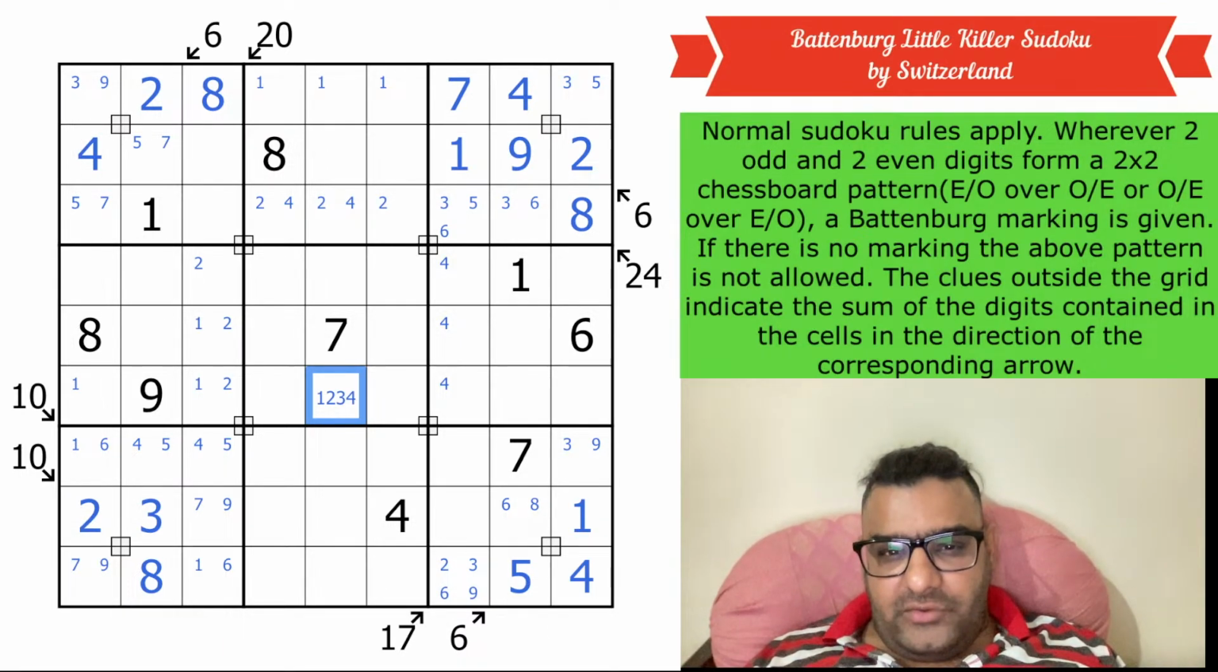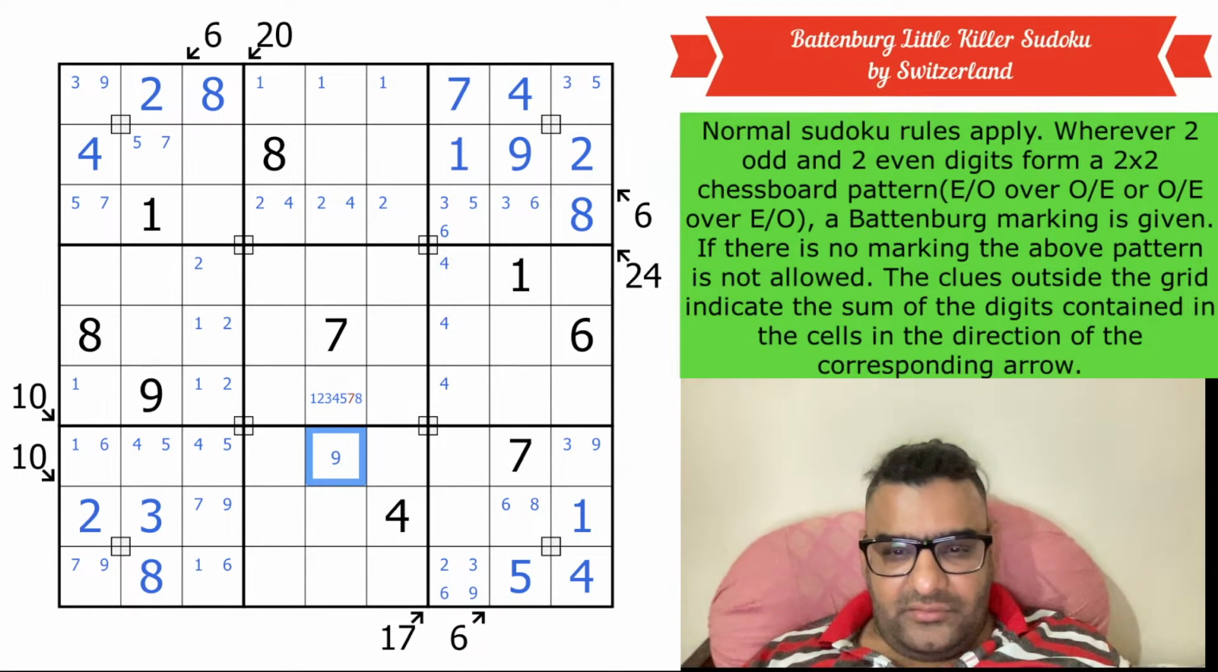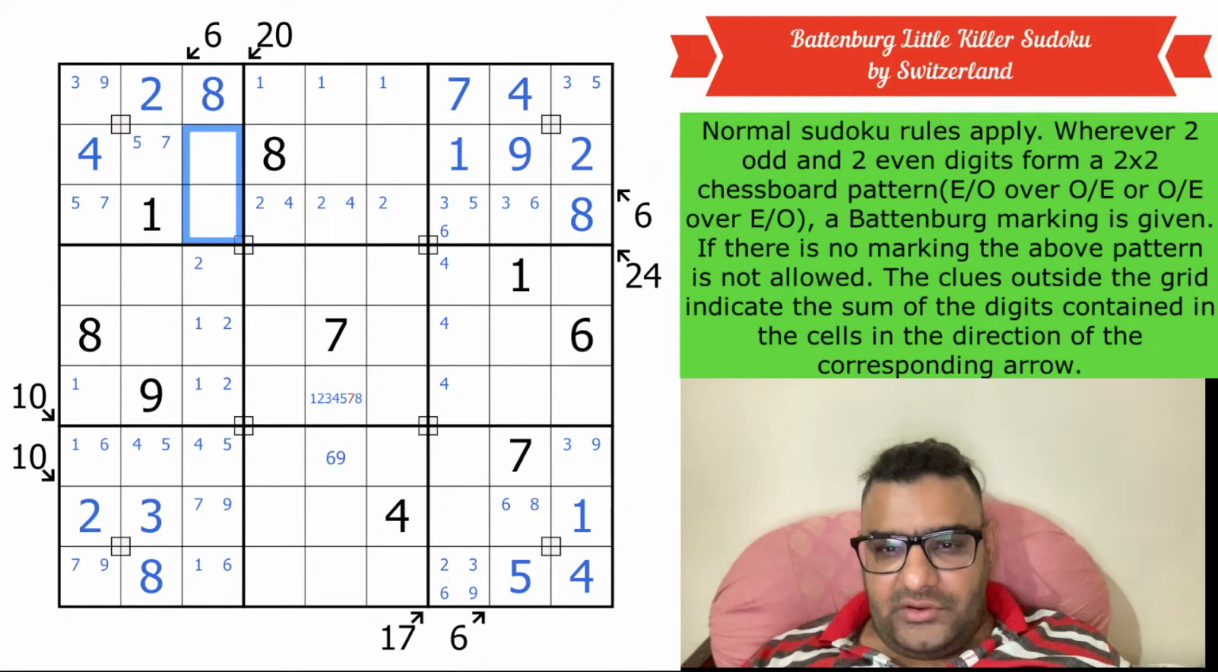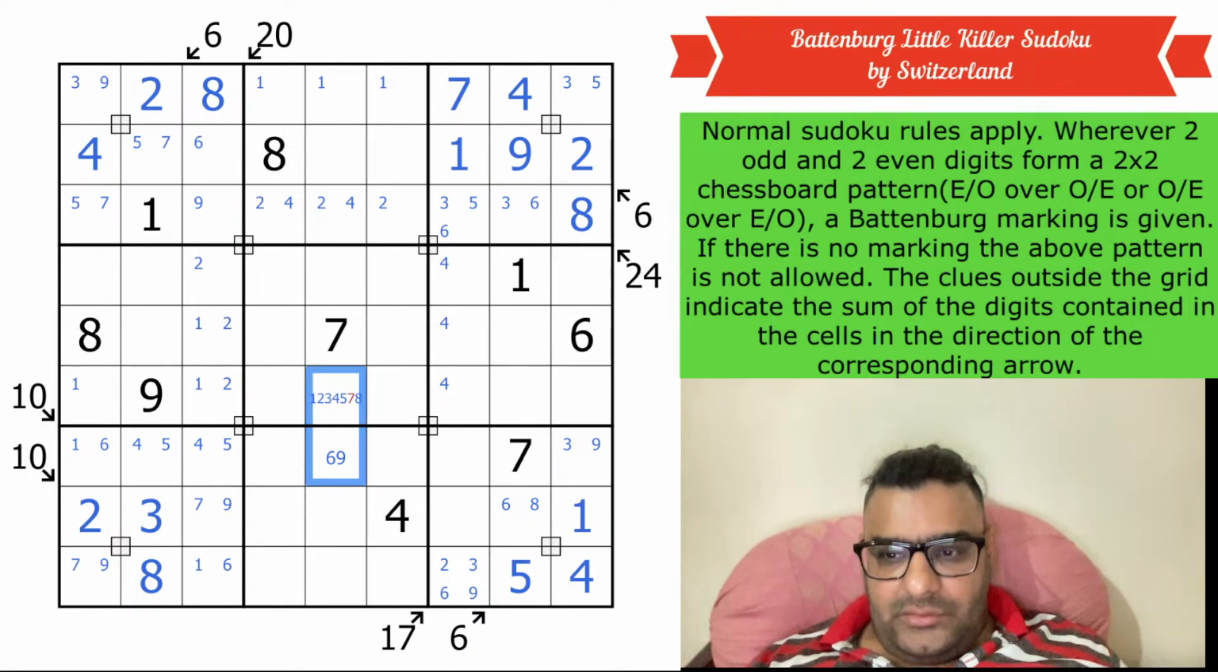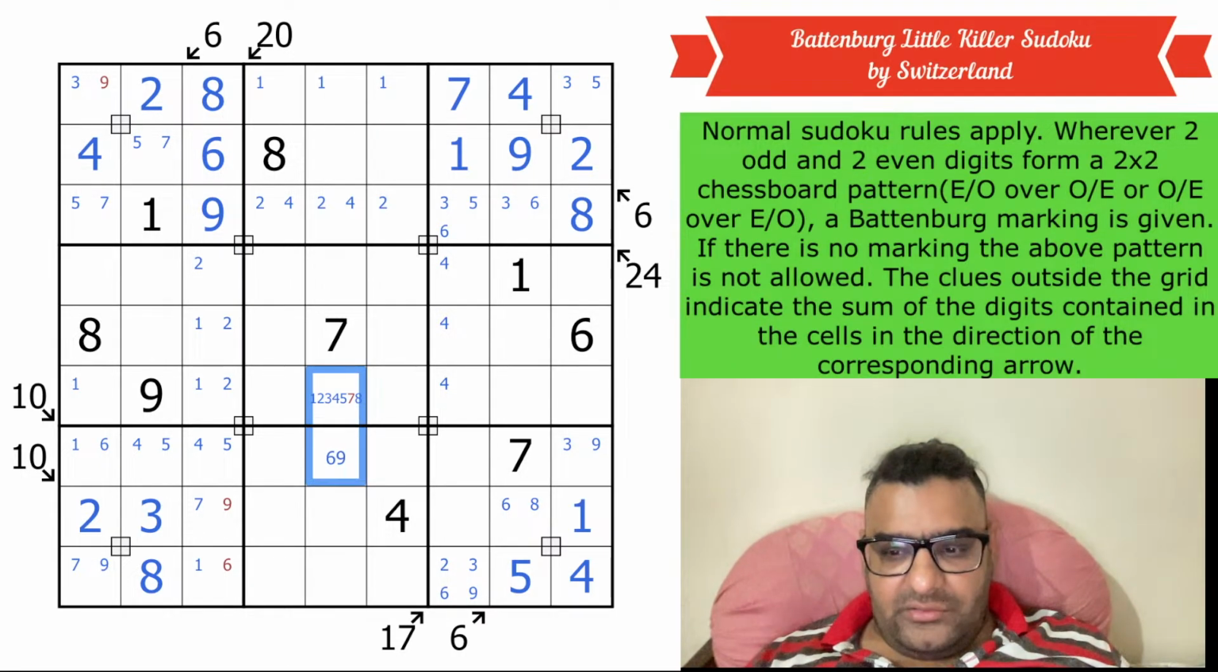4, 5. We cannot put a 6. We have put a 7. We have put an 8. So how much are left? 9 is left. 1, 2, 3, 4, 5, 6. 6 and 9. So these two places are going to be 6 and 9. So 9 is here. This must be 6. This must be 9. Am I right? Yes, I am right.